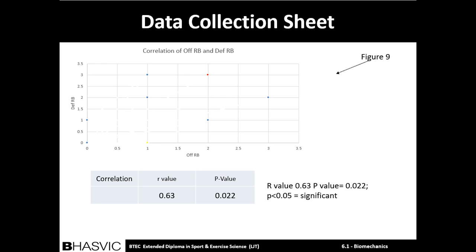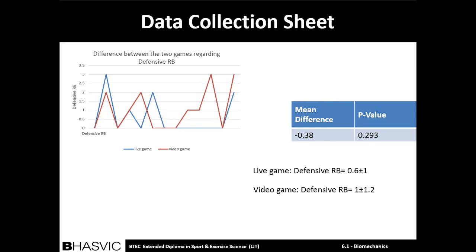In figure 9, I have completed a correlation between offensive and defensive rebounds. I have found that there is a positive correlation between these two sets of data, as the R value isn't a negative number and is close to 1. This means that there is a statistical connection between rebounding offensively and defensively. This data is also statistically significant, as the p-value is less than 0.05.